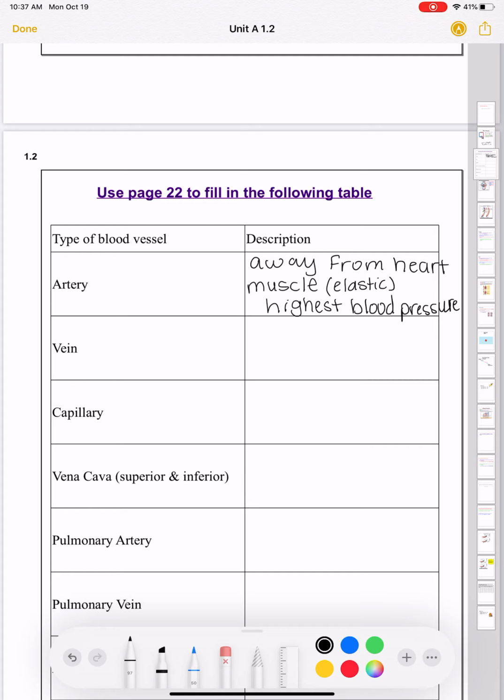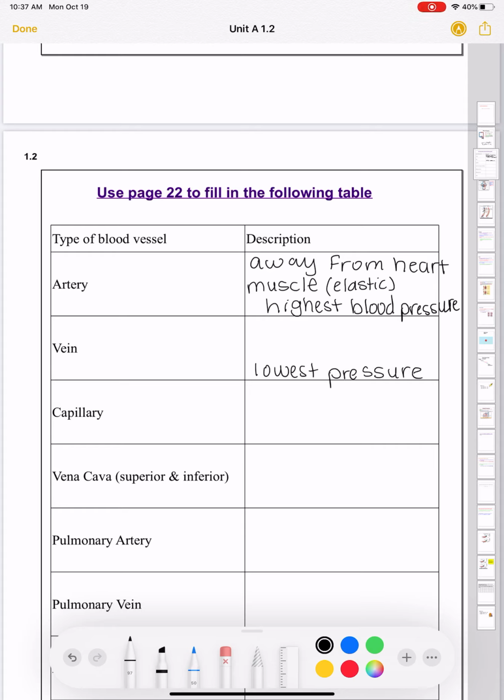So our veins, they have the lowest pressure.